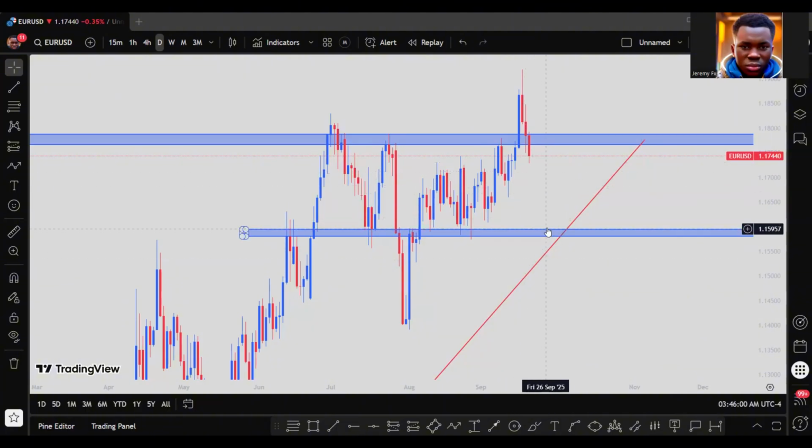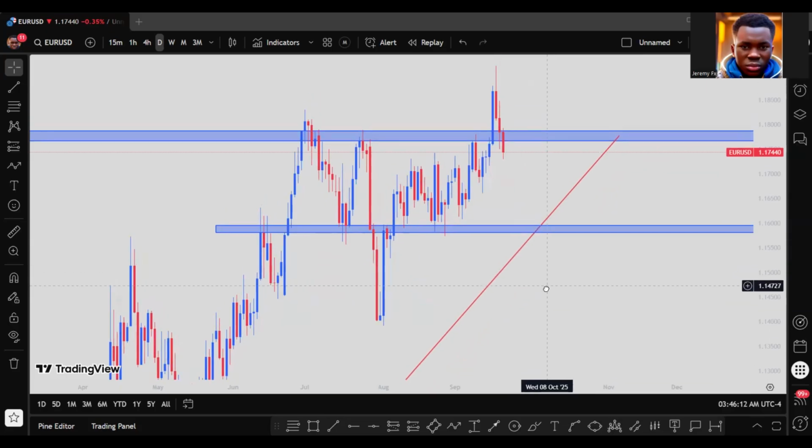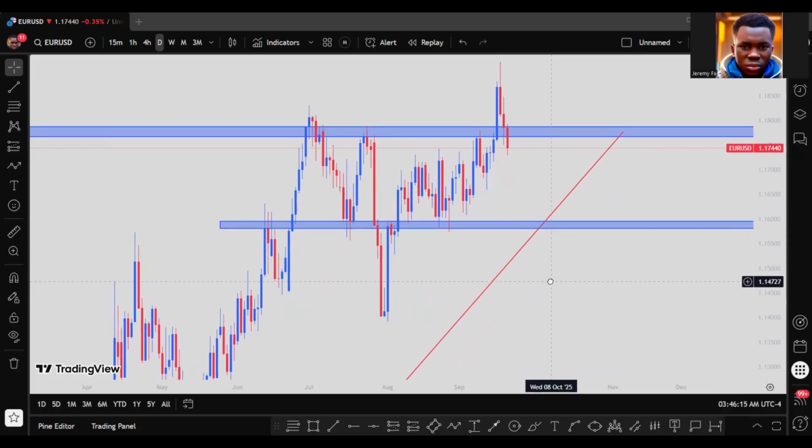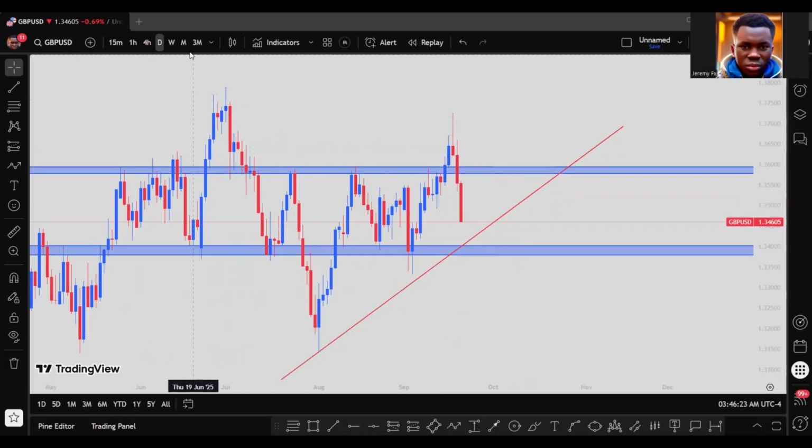So if this level does not hold, if this minor level and also this trend and Fibonacci level do not hold, then I will be waiting for price to break it, and then I'll start looking for selling opportunities. If the USD continues moving back to the upside, and if the USD drops back to the downside again, then definitely price will continue moving back to the upside. So the same goes for GBPUSD. So now let's talk about GBPUSD as well.